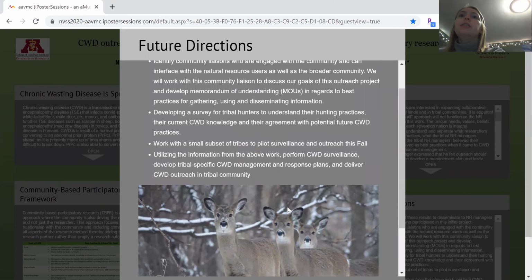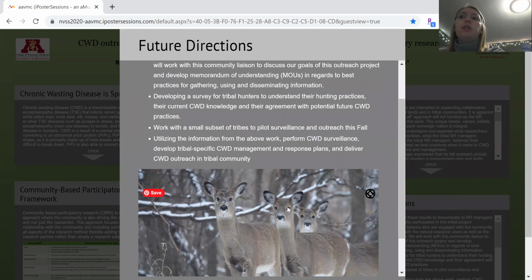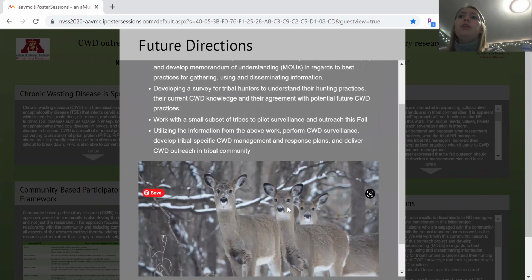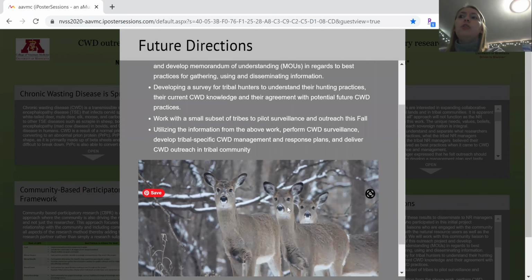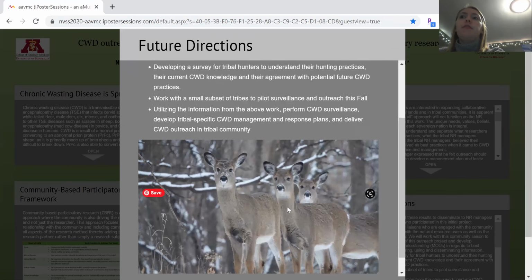Moving forward, we will disseminate this information to the natural resource managers and their communities who participated. We also begin to identify community liaisons who we can work with to develop a memorandum of understanding in regards to best practices for gathering, using, and disseminating information in our future endeavors.